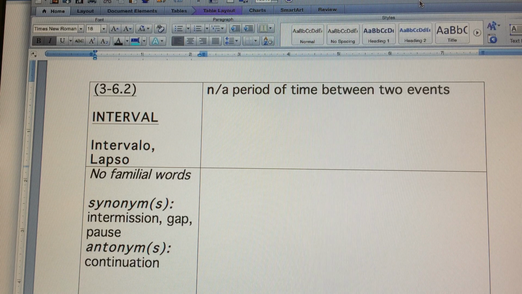For example, in our English 2 class, it's 2 periods, period 6 and 7, but Mr. X gives no interval. It's a continuation between period 6 and 7. We just go straight through.